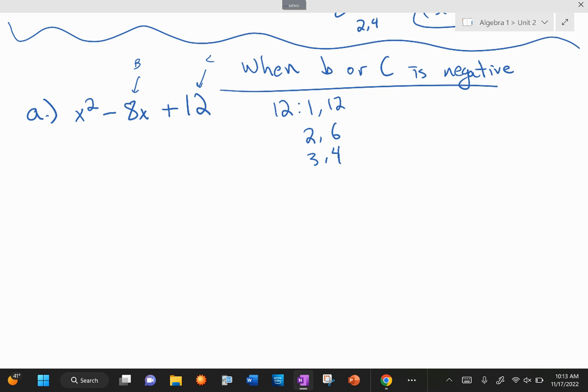So now we're looking for a combination of one of those sets that could add up to be what? Negative 8. Not 8. Negative 8. So which one are we kind of zeroing in on? Okay, the 2 and the 6. What do they need to be? So do they both need to be negative?